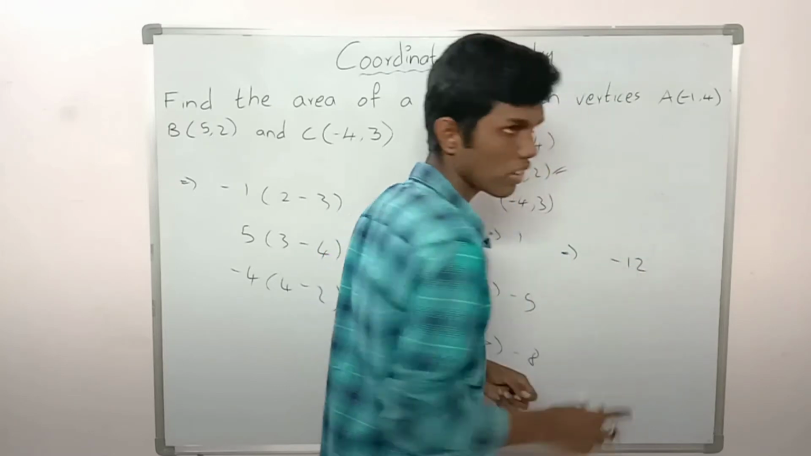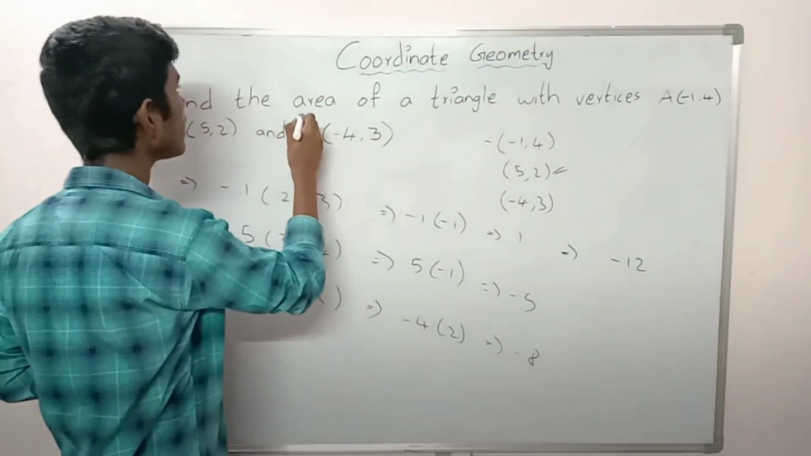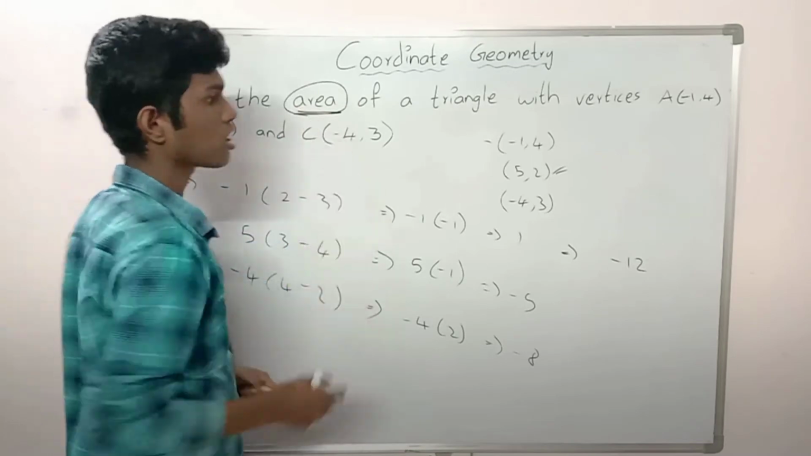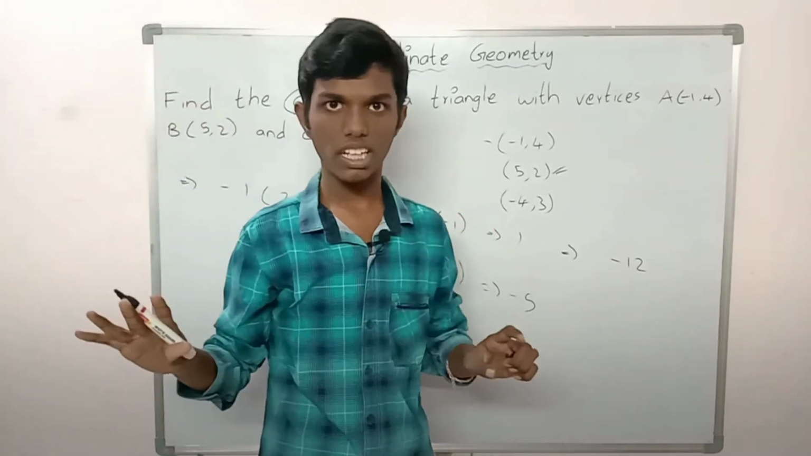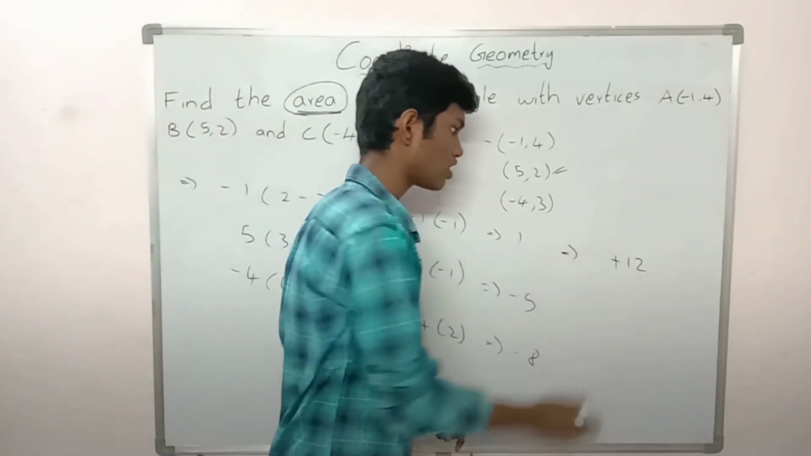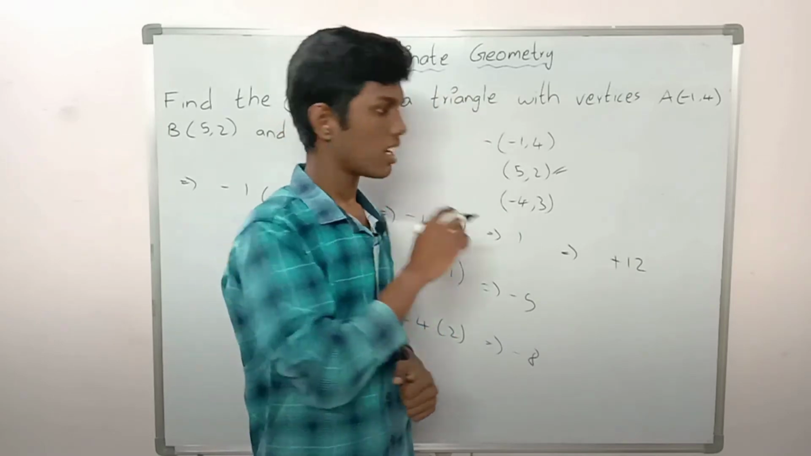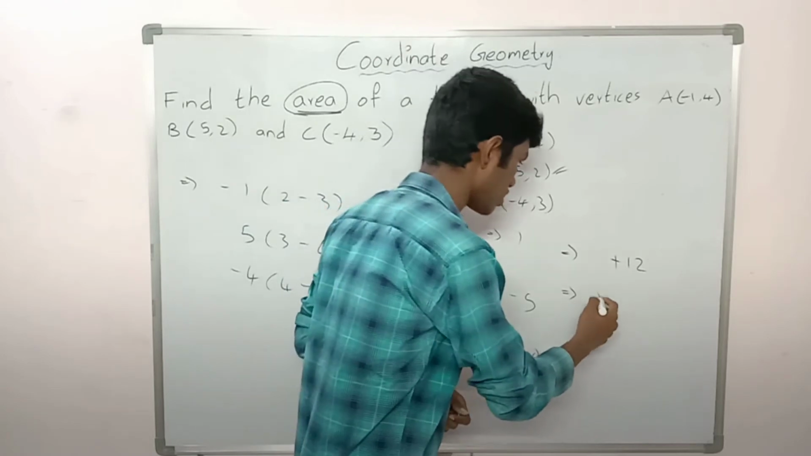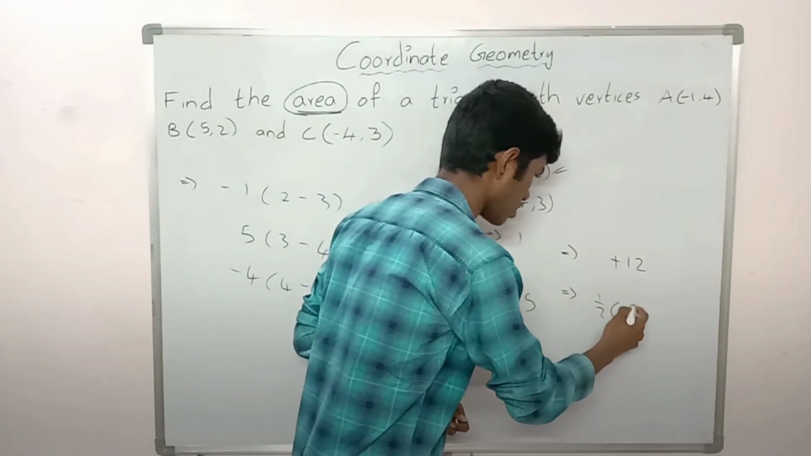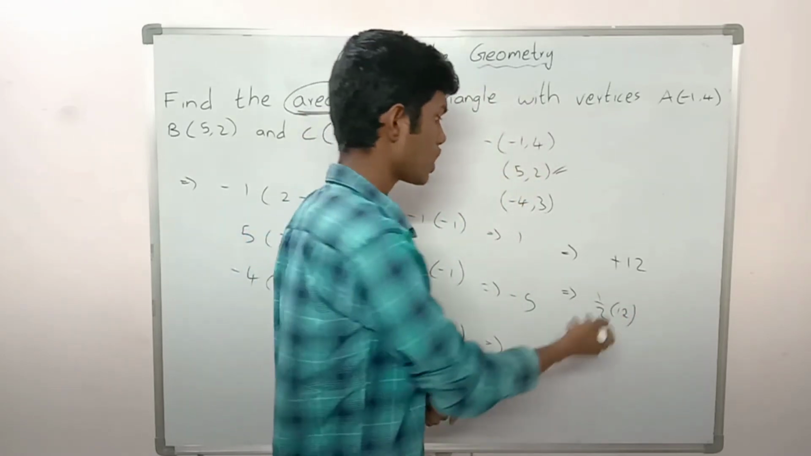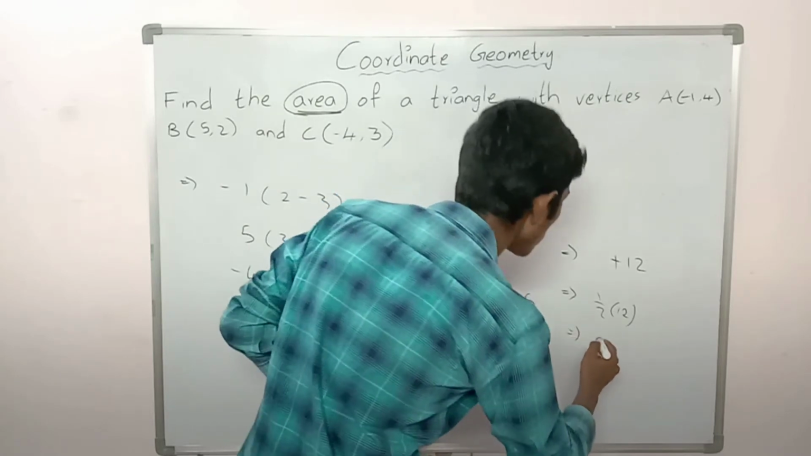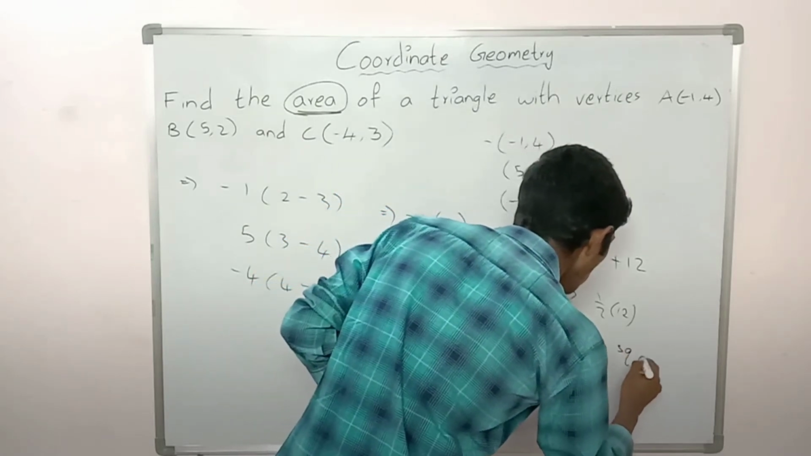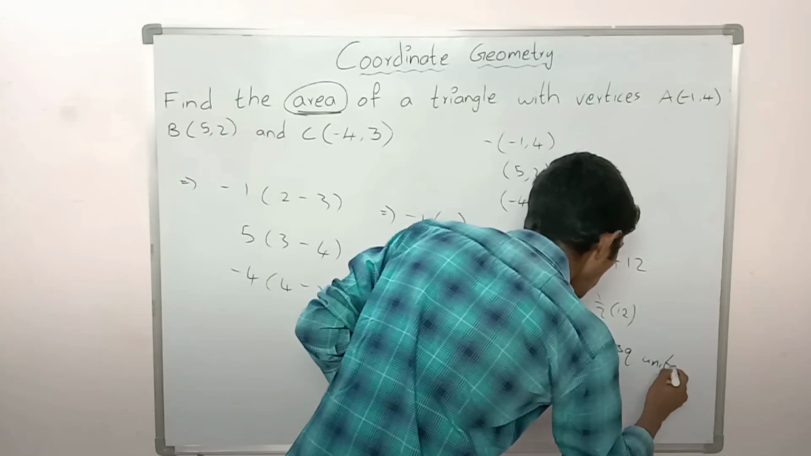Minus 12. Remember, it's the area which we are finding. So the area is never negative. Just change it into plus. And the final step you need to do is just half it. 12 by 2 is 6. So 6 square units.